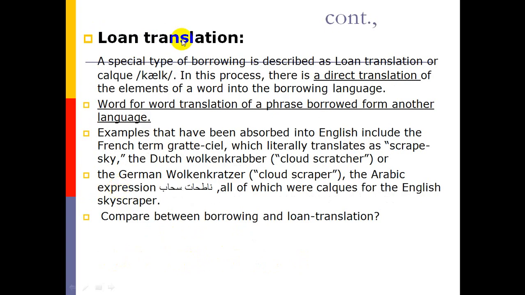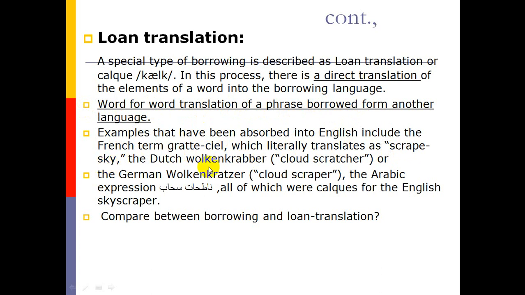We have loan translation. A typical type of borrowing is described as loan translation or calque. In this process, there is a direct translation of the elements of a word into the borrowing language. In other words, it's word for word translation of a phrase borrowed from another language. For example, examples that have been absorbed into English include the French term gratte-ciel, which literally translates as scrape sky.